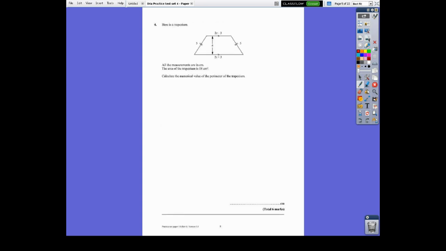Question 4. Here's a trapezium and the area of the trapezium is 18 centimeters squared. Calculate the perimeter. Now some of these are in algebra, so we need to first of all use the algebra to work out the value of x. We can then work out the lengths of all the sides. Now to find the area of a trapezium, do the top and the bottom, divided by 2, multiplied by the height. So in this case, that would be 2x minus 3 and 2x plus 3, all divided by 2, times by 4. And we are told that that is equal to 18.